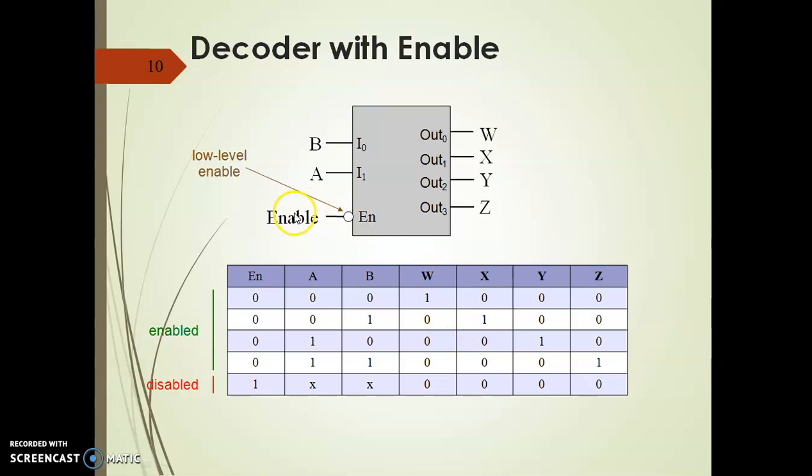Decoder with a low enable, that is, a negative enable or active low enable signal. In that case, the decoder will work only if the enable signal is 0.